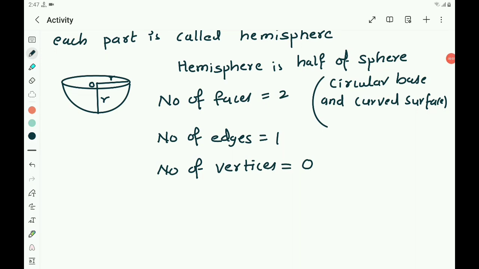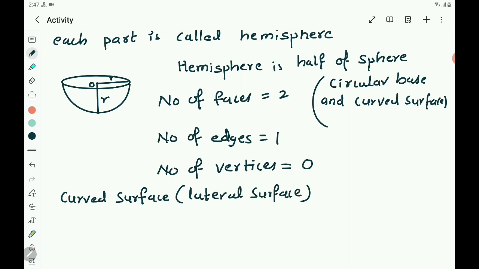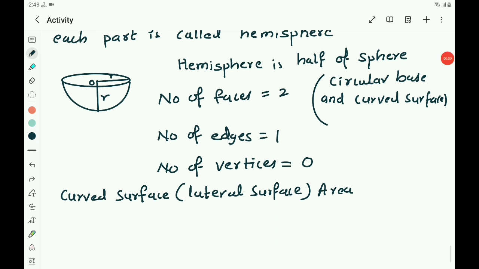Lateral surface area of the hemisphere is the curved surface area of the hemisphere. And then you write curved surface area, or lateral surface area, of hemisphere equals 2 pi r square, that is half of the curved surface area of the sphere of same radius.